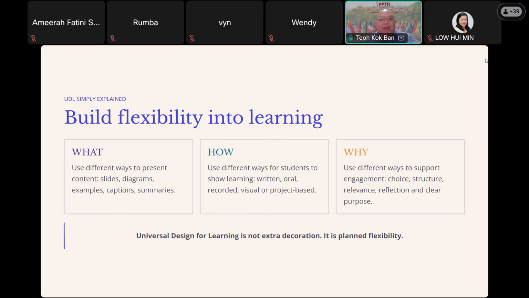So UDL is not about adding lots of extra things to our course. It is not about decoration, of course. I would describe it in a very simple way: plan flexibility. We think about learner diversity before the difficulty happens. That means we build flexibility into our learning through these three ways. What is actually needed. In what form, that means what kind of method for the student to show they are actually learning. And why. We let the student know why they need to learn this and how it is useful for them once they have this knowledge. That could be very meaningful in terms of teaching and learning, right?